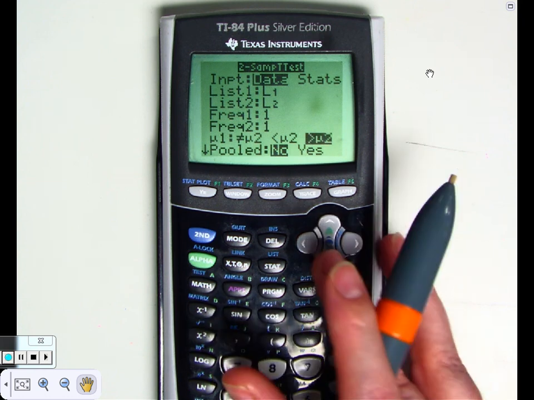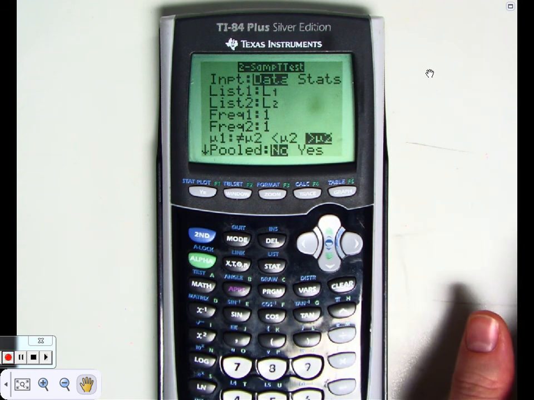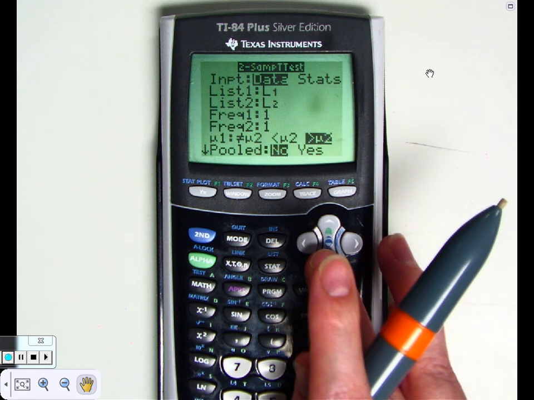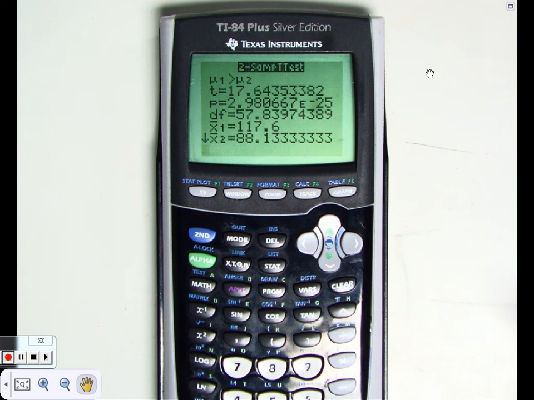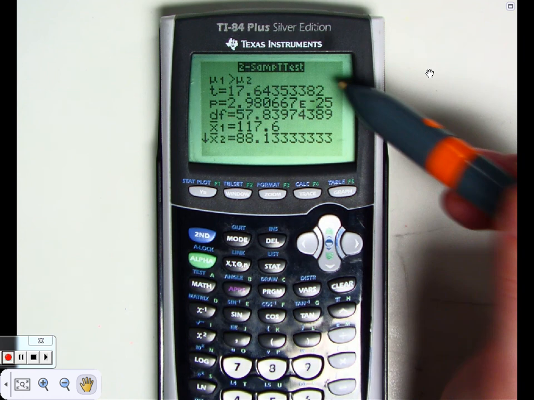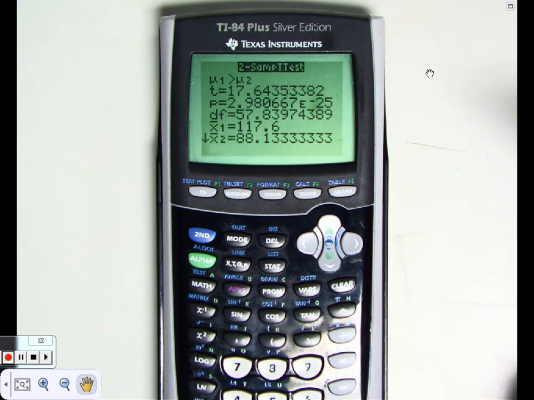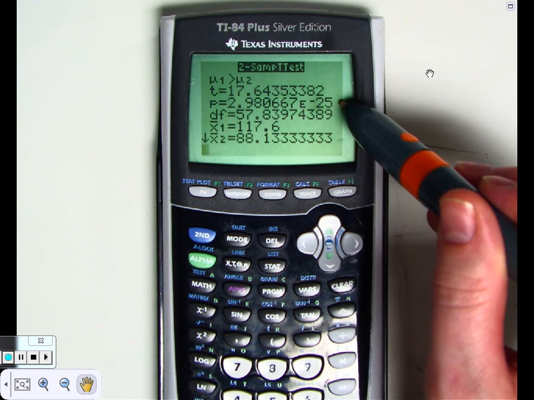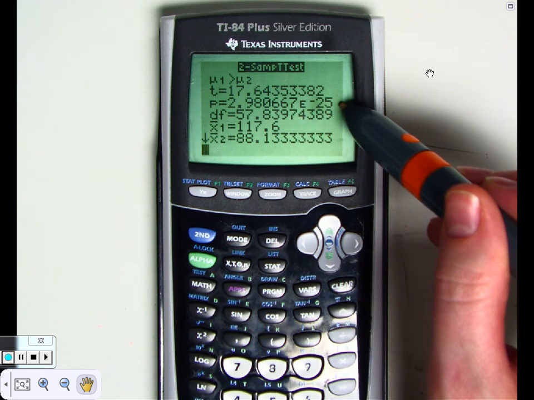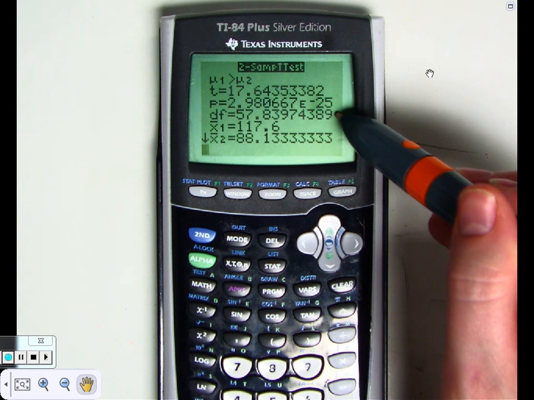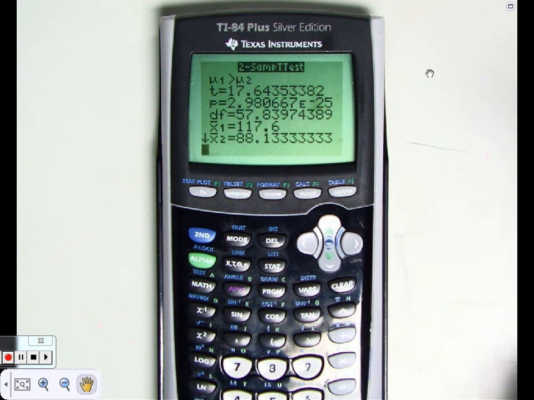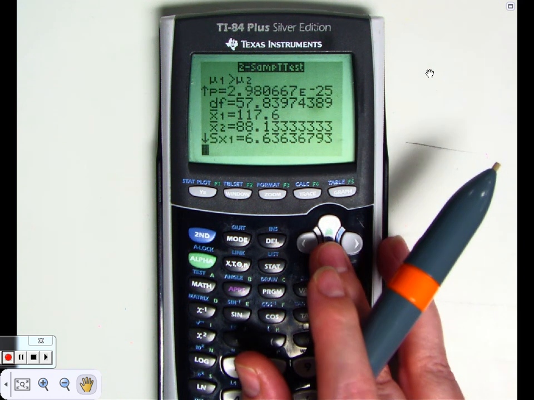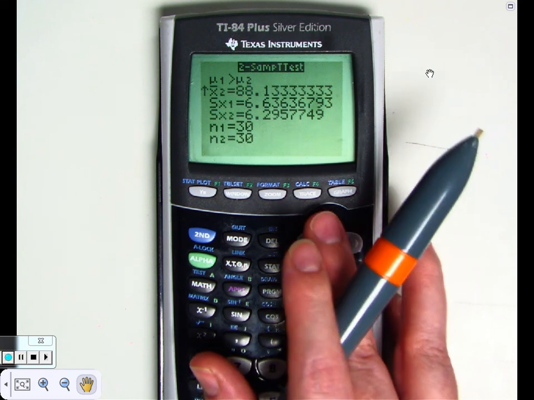So we pick that. Now we don't do pooled data on t-tests. We only do them on z-tests. And then we hit calculate. And so all of this information here is the information. So we get a t-value of 17.6, really close to what we had, a p-value of 2.9 times 10 to the negative 25th, even smaller than what we had, with a degrees of freedom. Look at that degrees of freedom because of that special formula. The calculator can do that. And then it tells us our x-bars, our standard deviations, our sample size, everything.